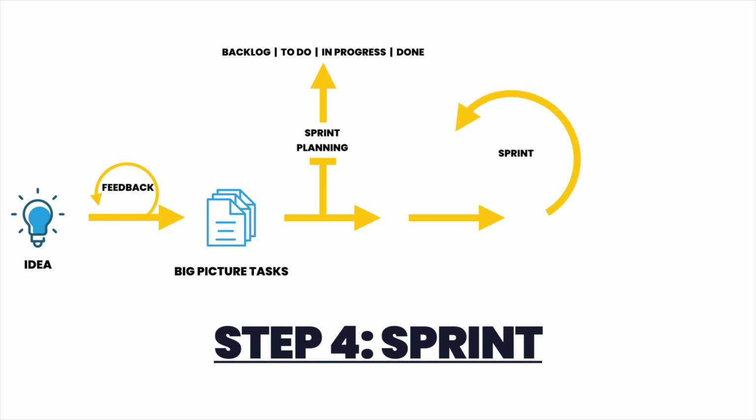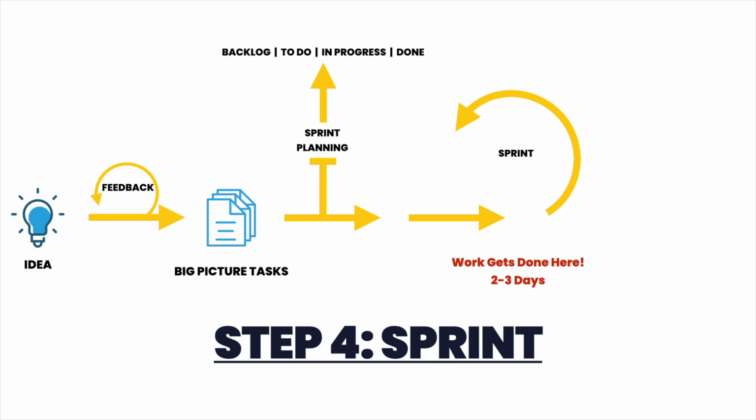Step 4, sprint. The sprint is a focused window of time, usually 2 to 3 days, where students commit to completing a set of tasks. This short cycle creates urgency and clarity. No one is wondering, what are we supposed to be doing right now? They already decided it, and that's because the work is chunked. Students can see the progress fast. That's momentum. It's powerful.